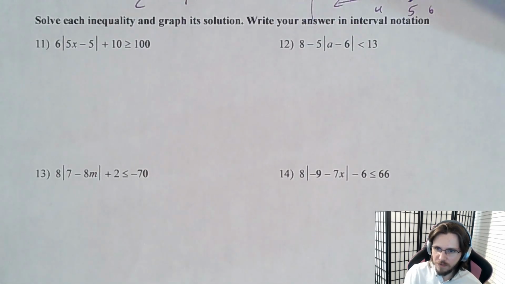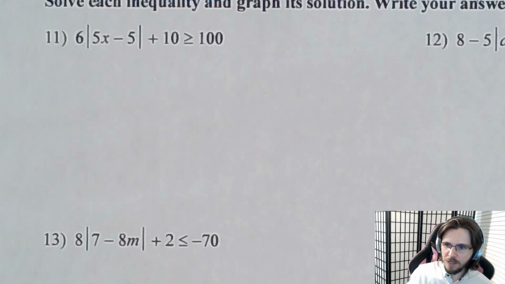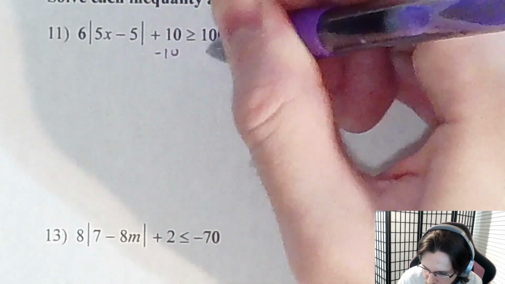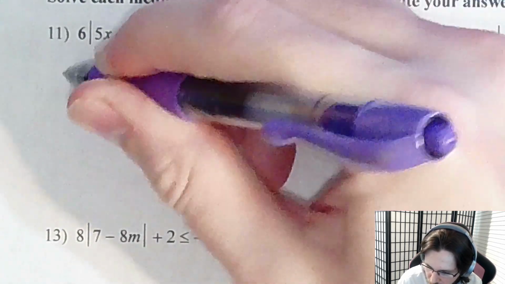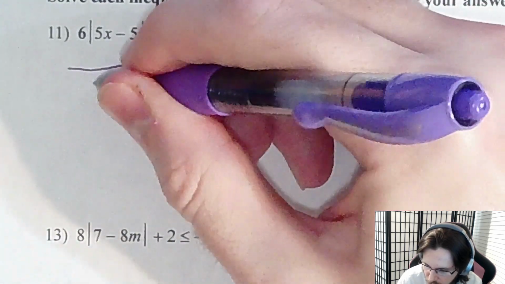Number 11. Solve each inequality, graph its solution. Here we go. So these take a little bit more time. They are absolute value. I did not give myself enough room here, so I'm going to have to zoom in and write small. We are going to go ahead and start by subtracting 10 on both sides. Remember, you should be trying these on your own first. I shouldn't do all the work for you.